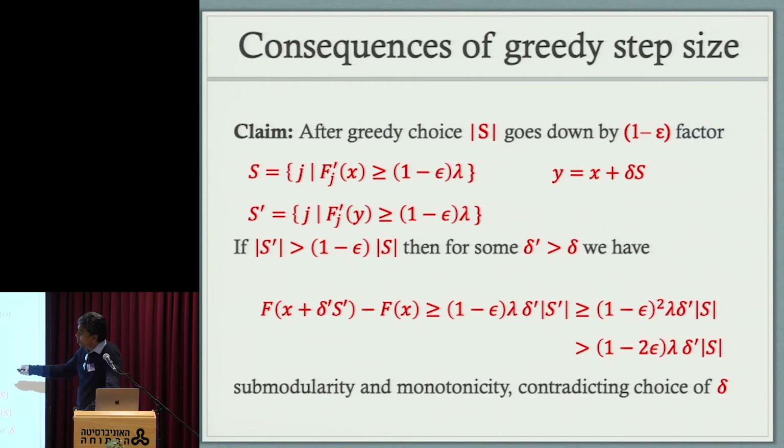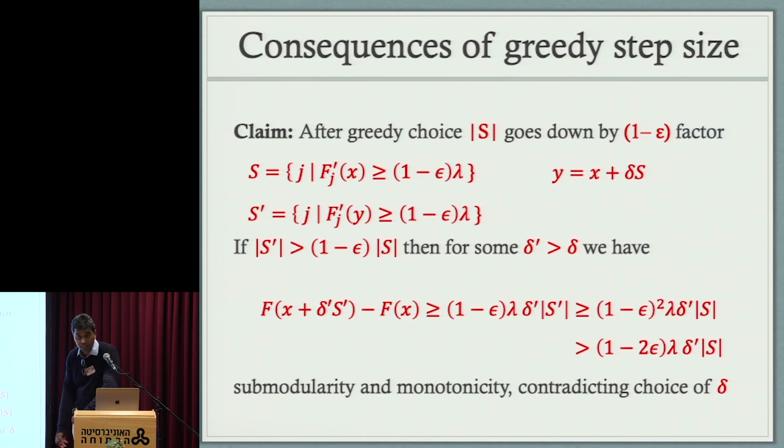Remember, S is the set of all good coordinates at the lambda, and S prime is the set of all good coordinates after you took the greedy step. I want to claim that the size of S prime is less than 1 minus epsilon times the size of S. This is before the step and this is after the step, where Y is X plus delta S. Remember, we started out with S being the set of all good coordinates and we took the largest step size that we can of X plus delta S. At the end of it, S prime is the set of coordinates which are still good, and I want to claim S prime is small.